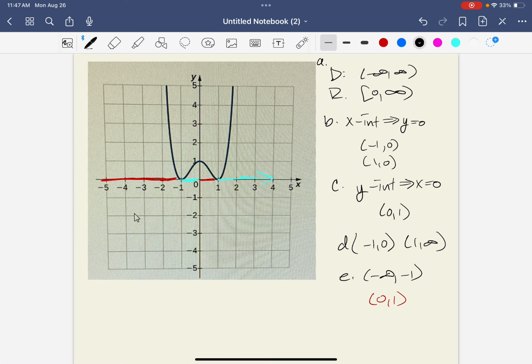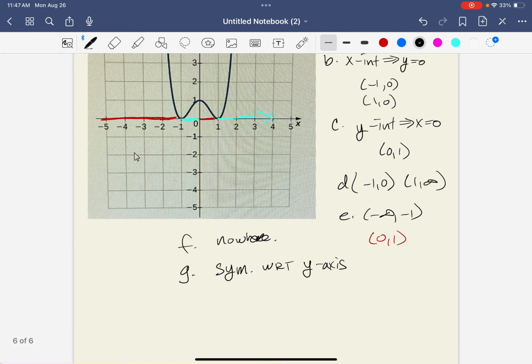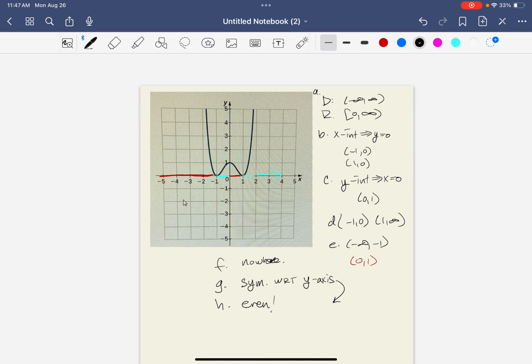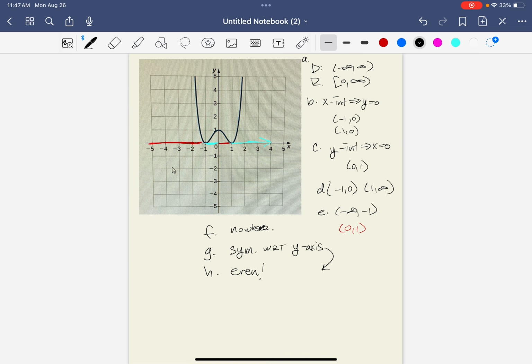Right? F, where is it constant? It is constant nowhere. G, is this thing symmetric? This thing is symmetric with respect to the y-axis. If it's symmetric with respect to the y-axis, that means it is even. All right, so that was number 29.